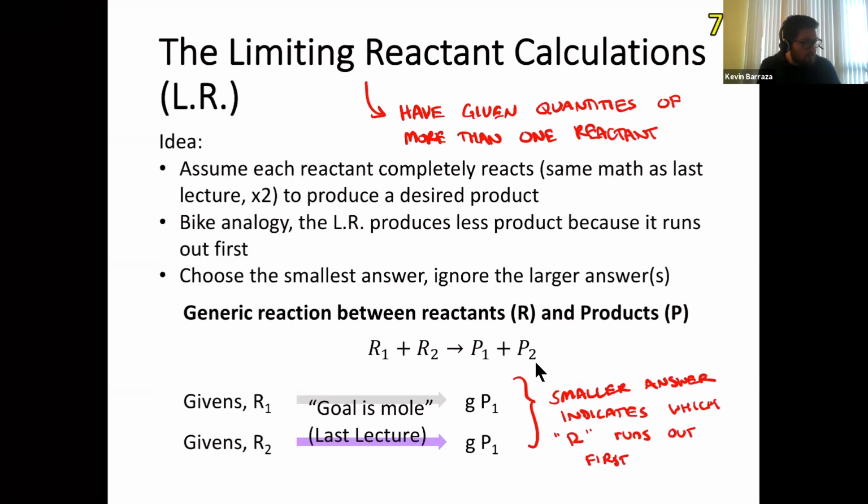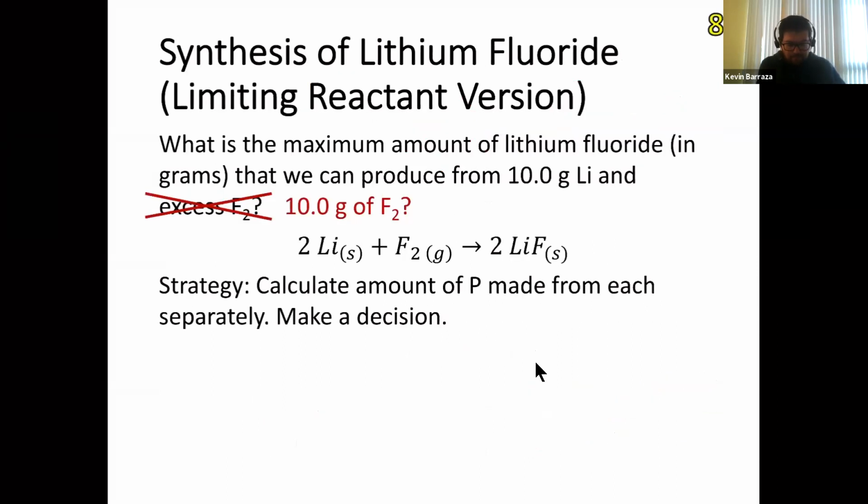So I think we can try it with an example. This is basically the question from before, except we're going to keep adding to it. So now the question is like our warm-up. What is the maximum amount of lithium fluoride in grams that we can produce from 10 grams of lithium? And now I'm going to change it to 10 grams of fluorine. So this becomes a limiting reactant question because we have limited amounts of both of them. That means we're going to do the math for both of them, and then we're going to make a decision.